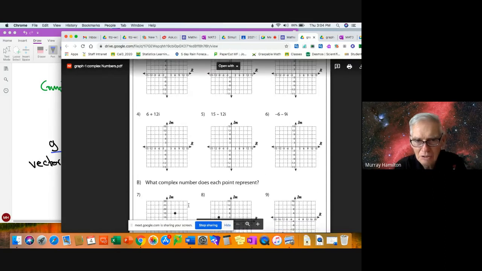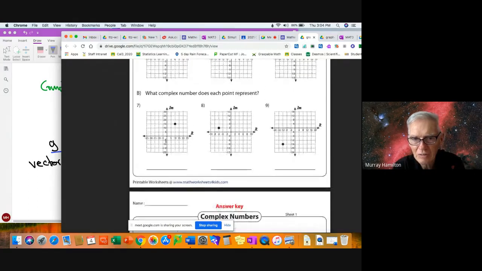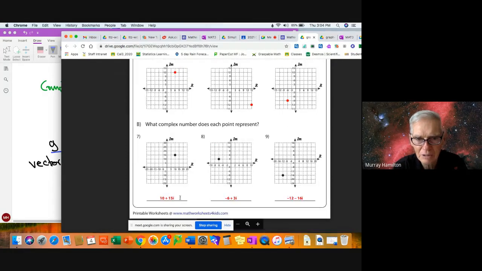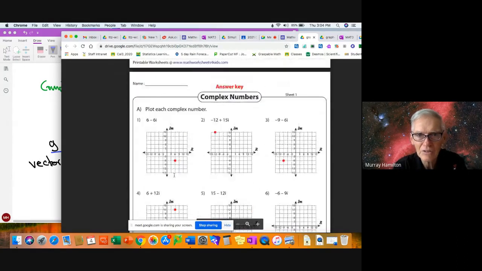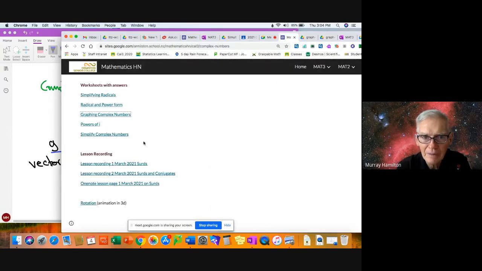6 plus 12i. You get the idea, don't you? Very easy to do complex numbers. And so doing it in reverse, if you were to do this in rectangular form, this would be 10 plus 15i. So for number 7, I'd expect to see the answer 10 plus 15i, which it is. So that's pretty easy, that worksheet. So just do a few of those so that you're familiar with it. The answers are there. So I want to make sure that you do that.